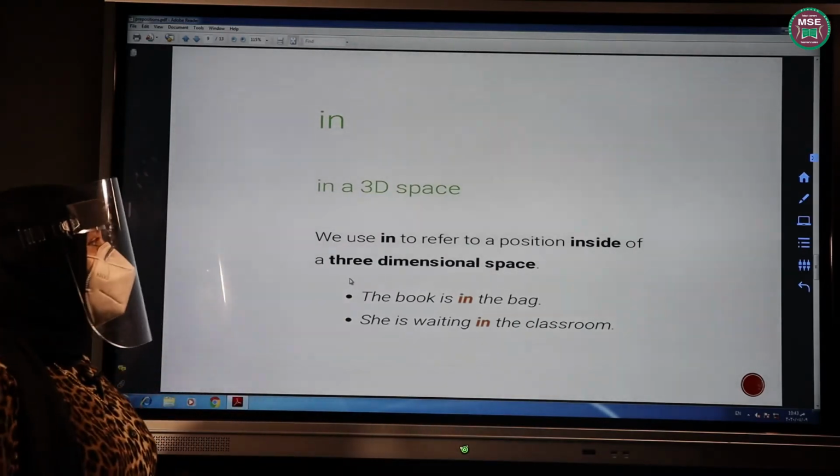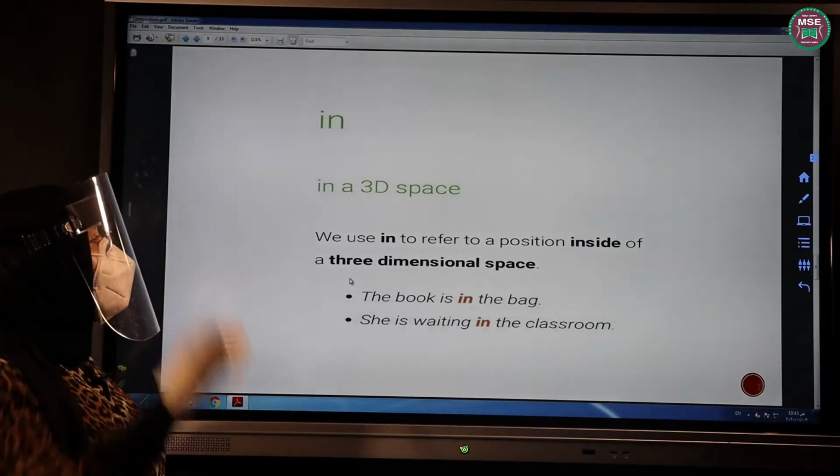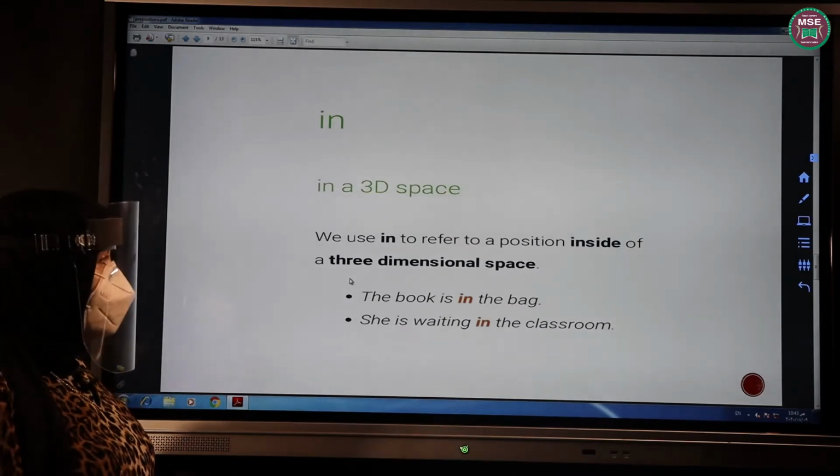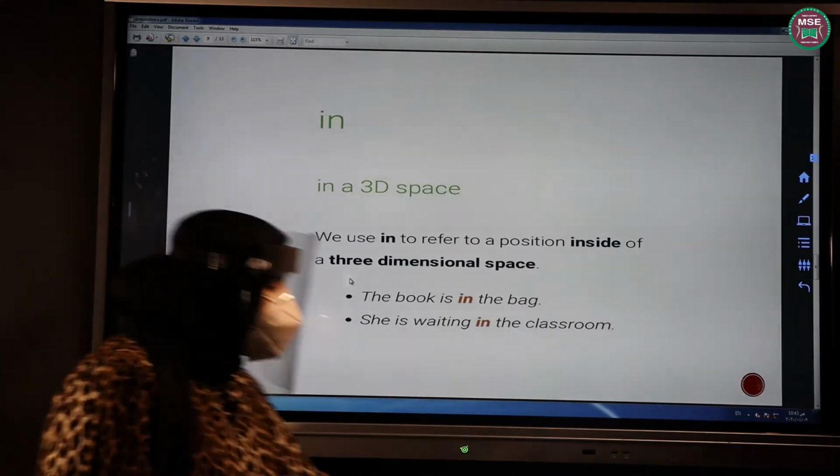Okay, in a 3D space, so it's to refer to a position inside a three-dimensional space. The book is in the bag. She's waiting in the classroom.